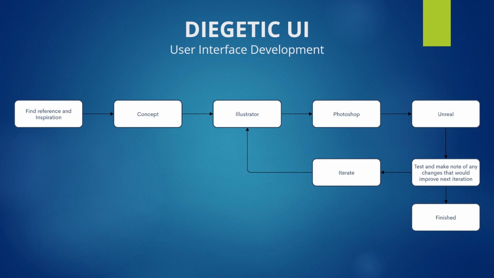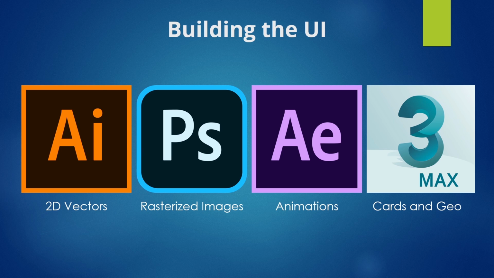Iteration is key to designing a functional UI that is as visually pleasing as it is legible. My workflow largely involves these 4 pieces of software. I start in Illustrator with vectors. I rasterize and add additional elements with Photoshop, and any animated elements go through After Effects. And creating cards and geometry for the Diegetic UI are done with 3ds Max, and it makes the job way easier.